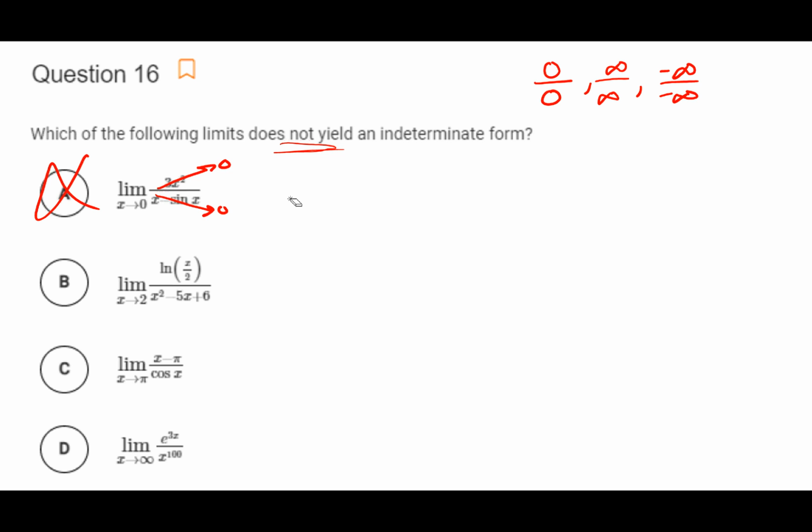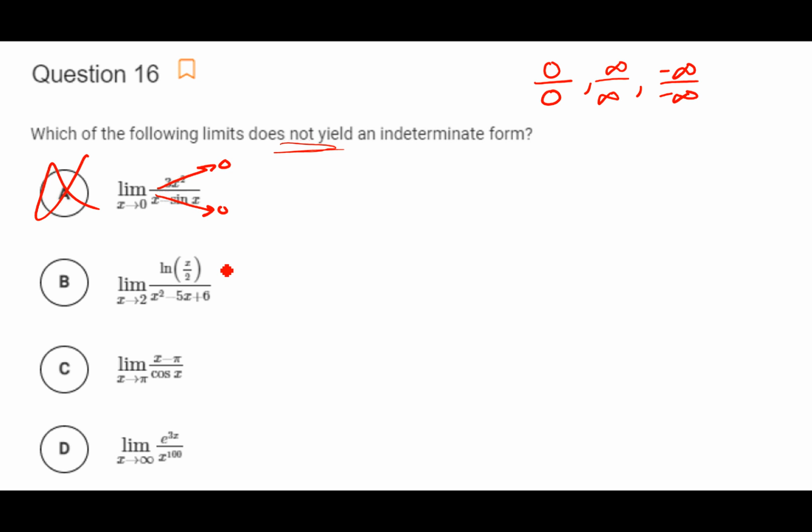So this one does create an indeterminate form. If we actually wanted to solve the limit on this one, we'd use L'Hopital's rule. We'd evaluate the derivative of the top, the derivative of the bottom, then try to take the limit as x approaches 0. But they're not asking us to do all that. They're just saying which one does not yield an indeterminate form. A does yield an indeterminate form, so that's not the right answer.